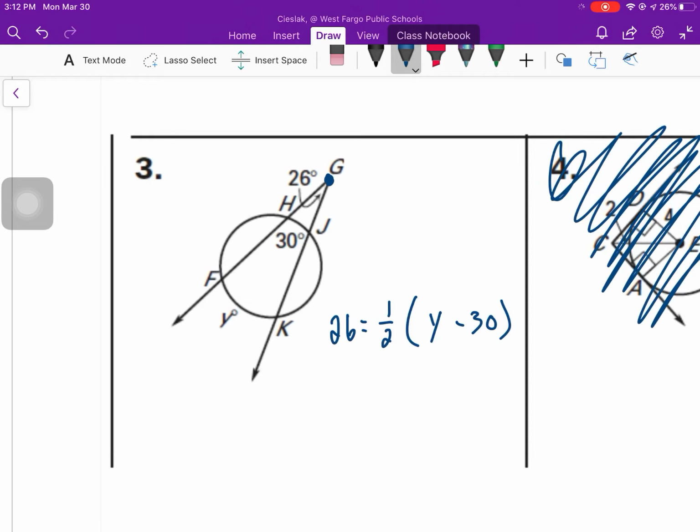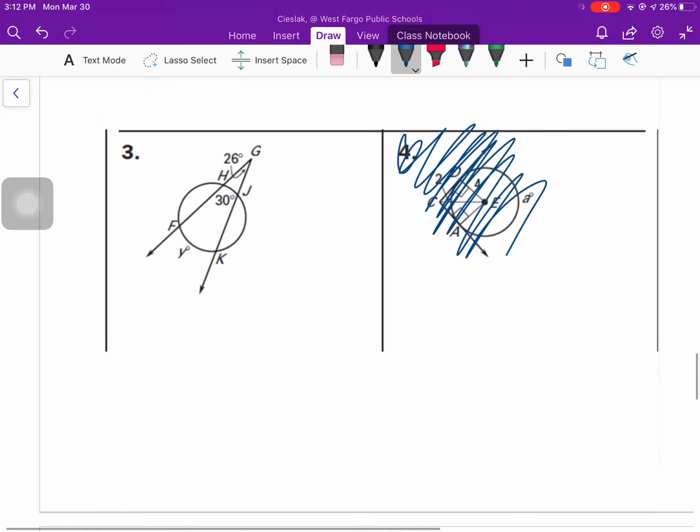Okay. If I multiply by 2, that would give you, what, 52? So again, multiply by 2, because those are gone. So that gives me 52 is equal to Y minus 30. I'm going to add 30, giving me that Y is equal to 52 plus 30 would be 82 degrees.